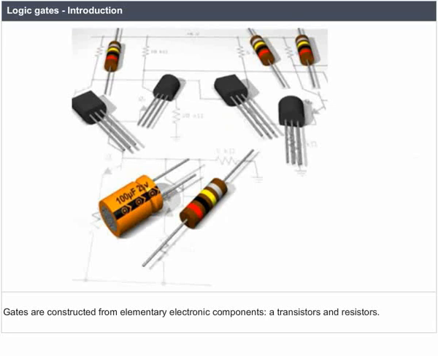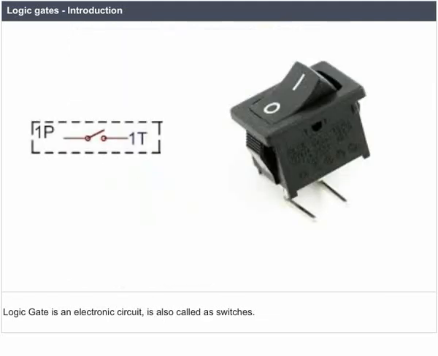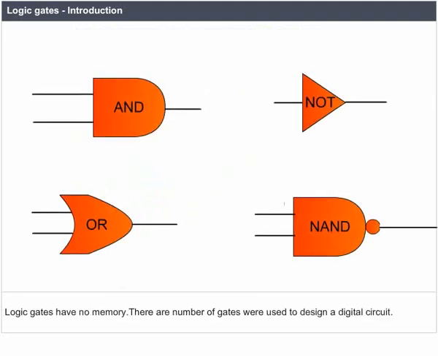Gates are constructed from elementary electronic components, transistors and resistors. Logic gate is an electronic circuit, also called a switch. Logic gates have no memory. There are a number of gates which are used to design a digital circuit. The basic gates are inverter or NOT, AND, OR.